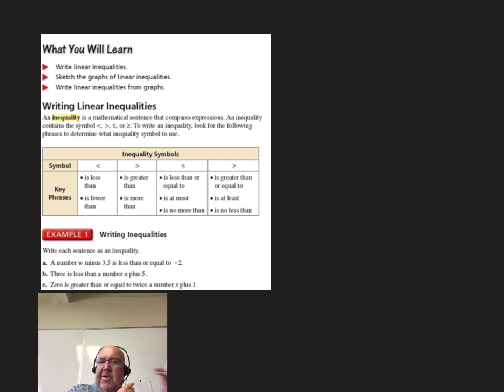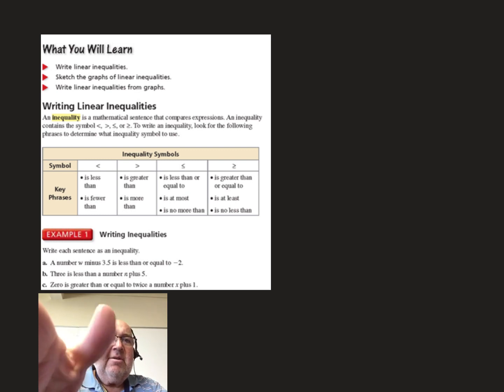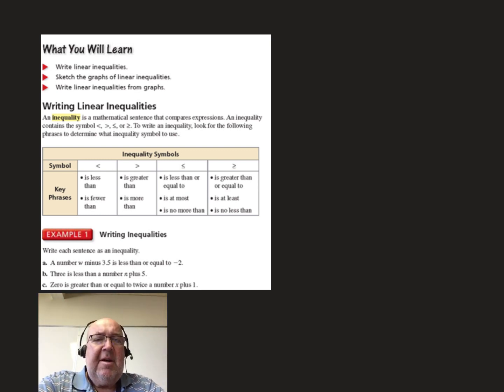Okay, we're getting into chapter 2 now. Hopefully, you're getting used to how things are going in the class and being able to keep up with what's going on. So, chapter 2 deals with inequalities. We're going to be working with linear inequalities. I think we'll work with some absolute value inequalities and special types.